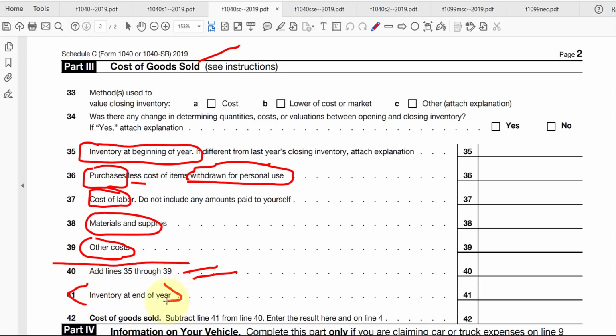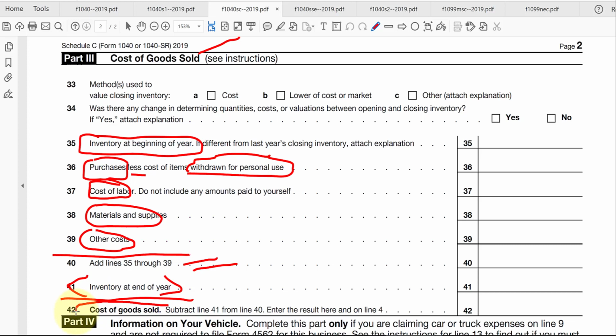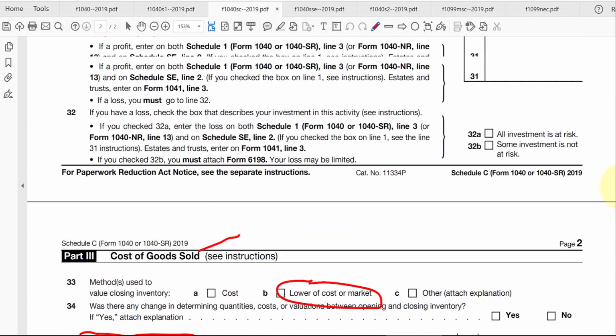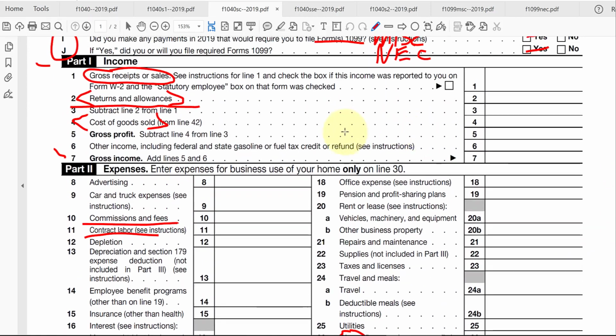That's your ending inventory, to get the amount that you get to deduct for the year, here called cost of goods sold. And in that previous financial accounting class, you remember the terms FIFO and LIFO and average and lower of cost or market. So all of those rules may still apply. You have to calculate out your cost of goods sold deduction that, again, we subtract over here to get your business's gross profit.